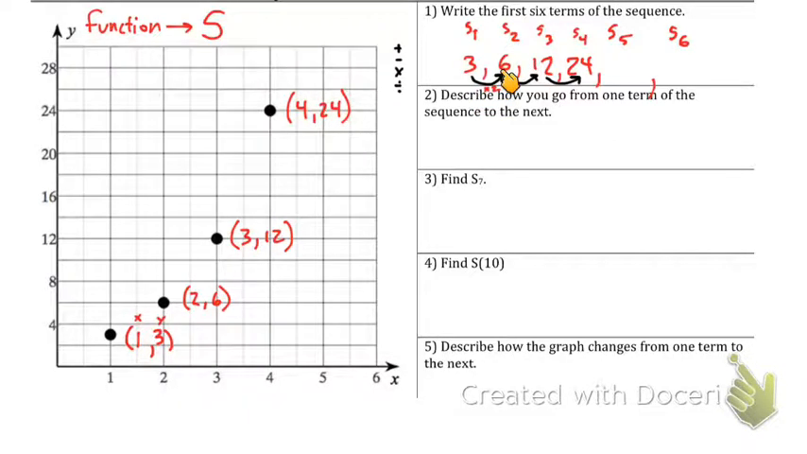3 times 2 is 6. 6 times 2 is 12. 12 times 2 is 24. So now that we know the pattern, we can easily find the next number in our sequence. So 24 times 2 is, throw that in your calculator. It's okay to use calculators. 48. So that's term 5.